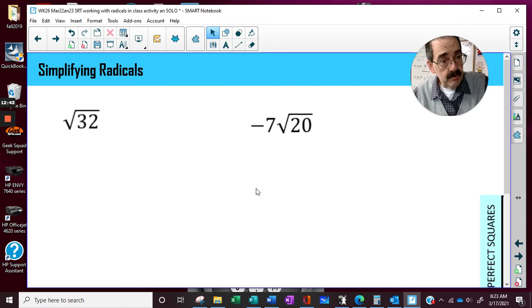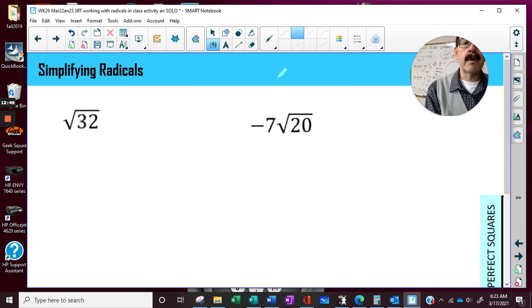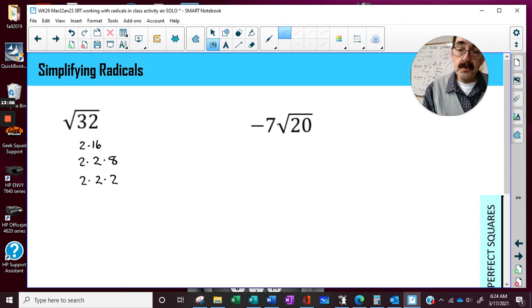Now, if you were taking notes, we just did 32, but let's do it again. It's an even number, so I know that 32 is 2 times 16, 2 times 2 times 8, 2 times 2 times 2 times 4. I'm going to stop right there. Now, before we go any further, I want everybody to agree 3 times 4 is 12. What's 4 times 3?